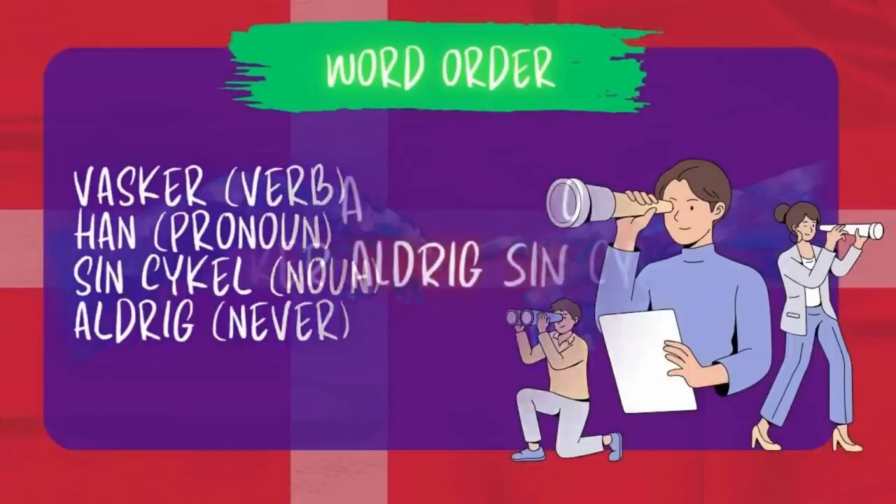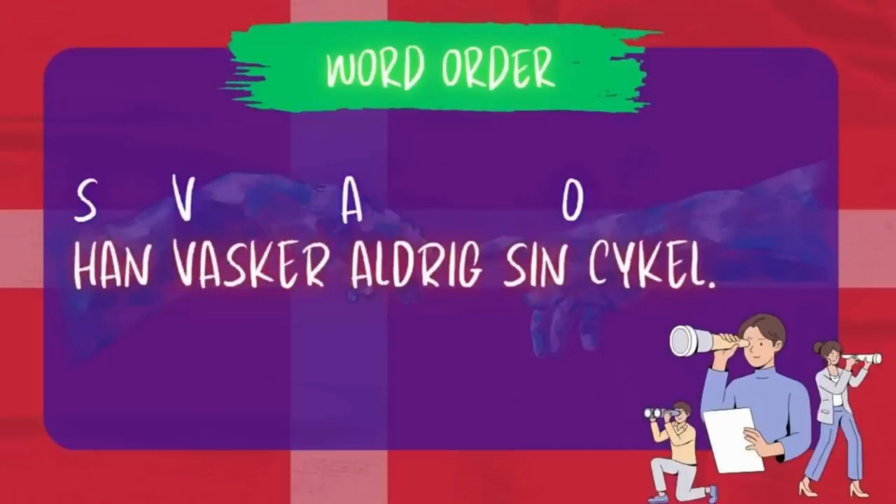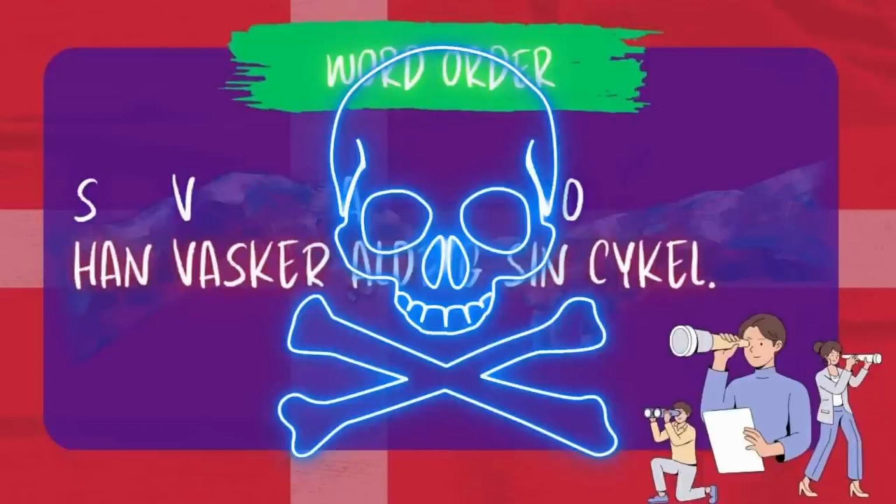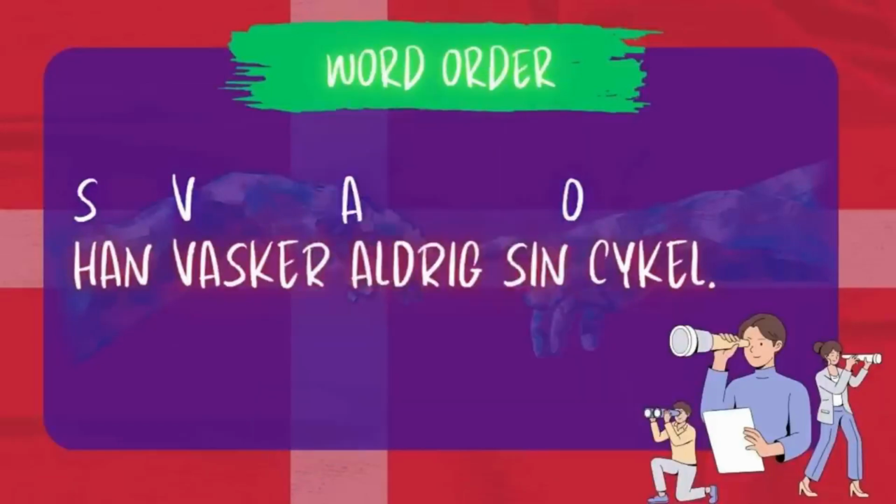The correct answer is han vasker aldrig sin cykel. Subject, verb, adverb, svar. And the object at the end, of course. With this sentence and the word aldrig, it would probably be a bit weird to put aldrig at the start of the sentence. Aldrig vasker han sin cykel sounds a bit weird to me. Probably just keep it to the standard word order.